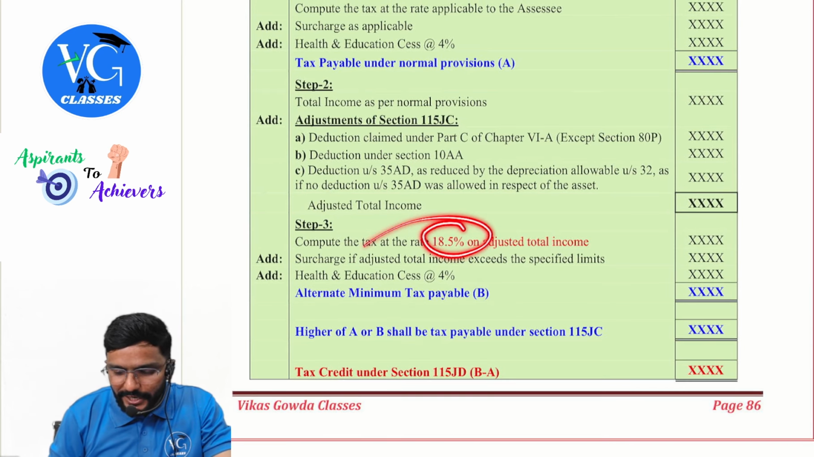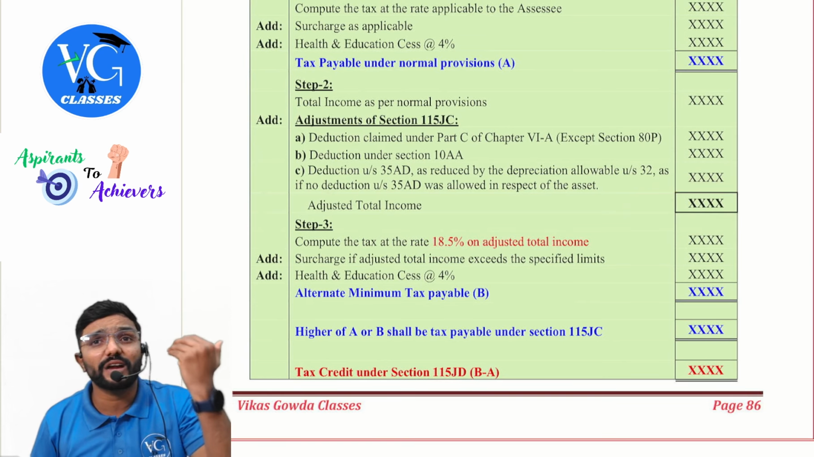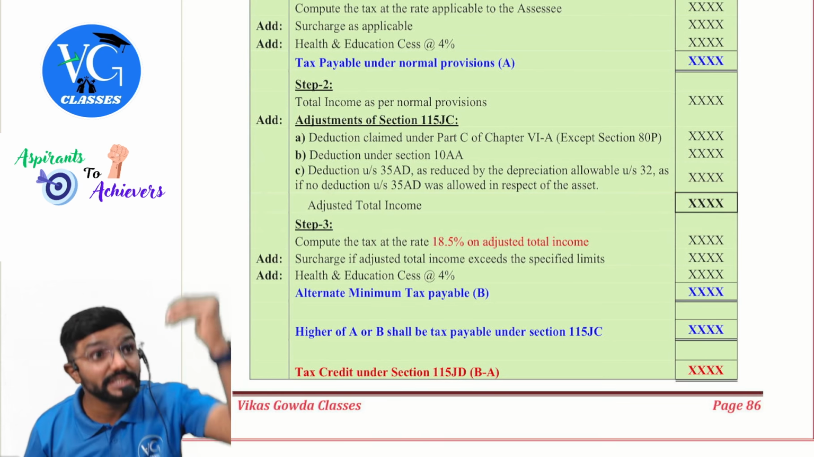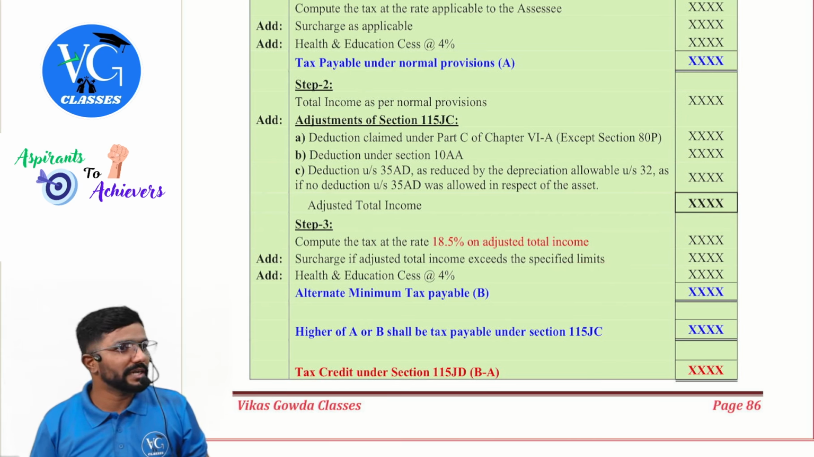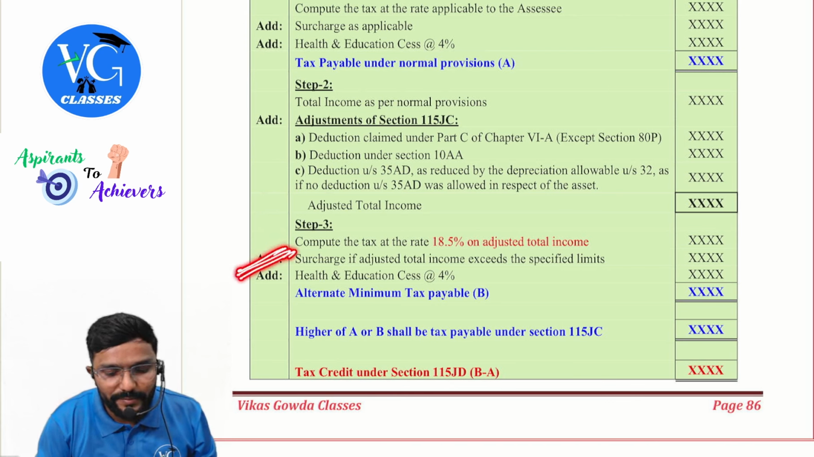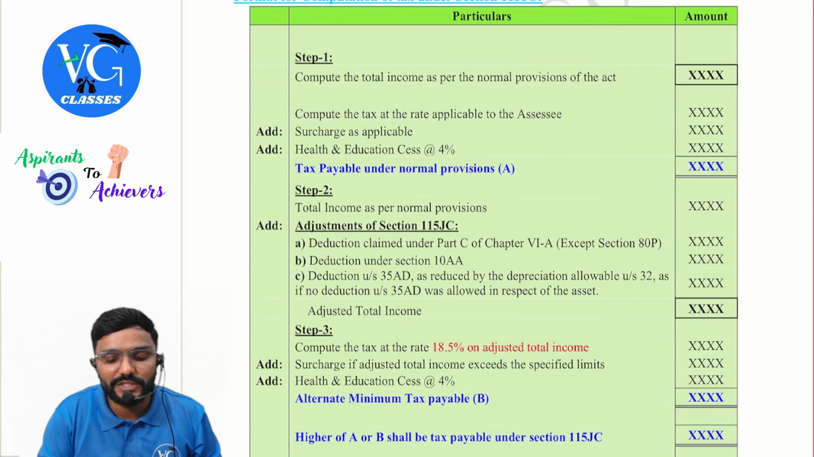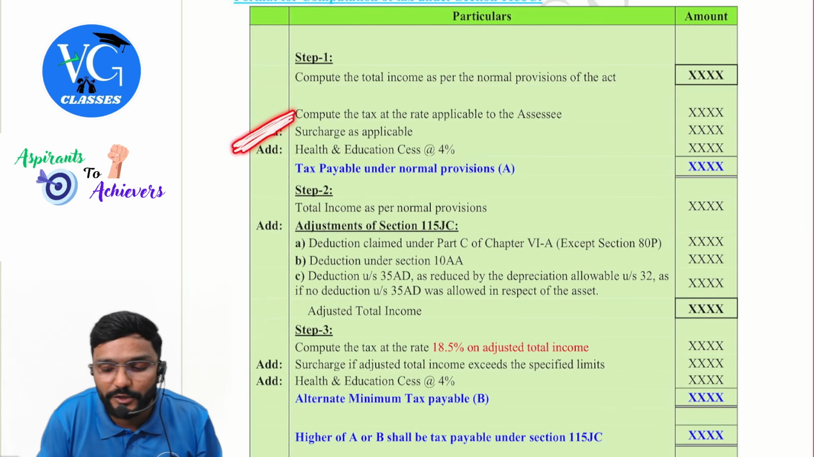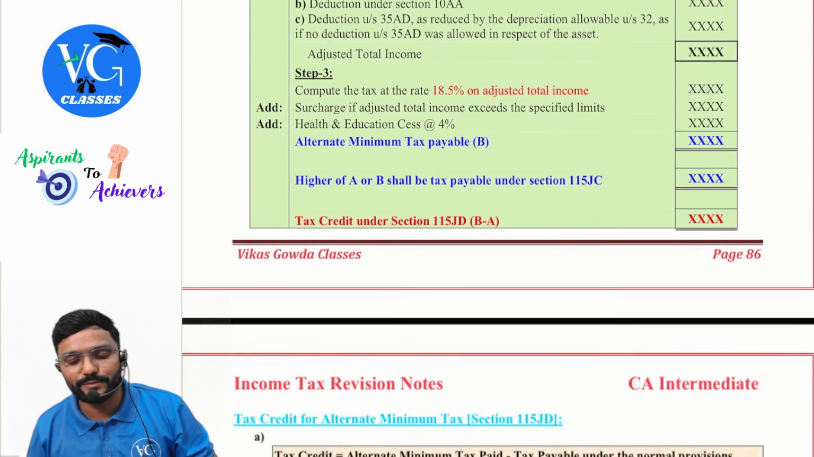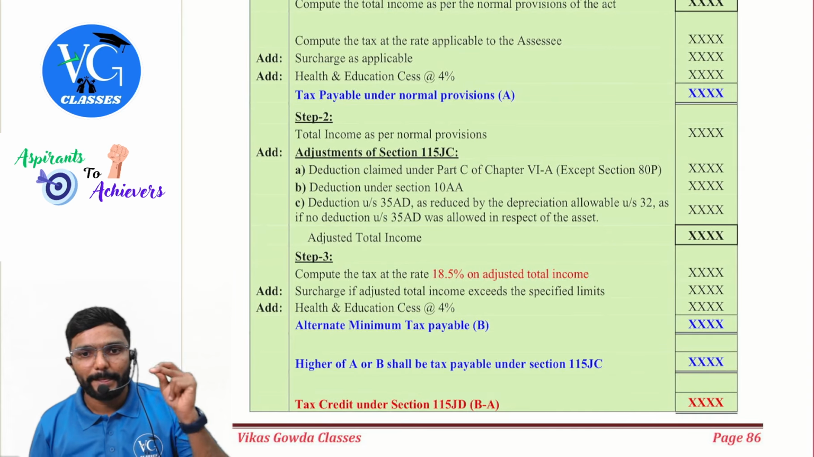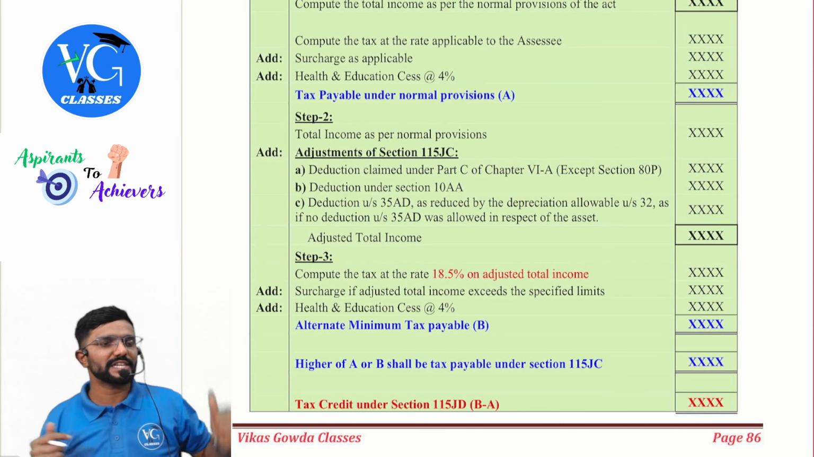Compute the tax at the rate of 18.5% on adjusted total income. Then, if adjusted total income is more than 50 lakh, 1 crore, 2 crore, whichever, adjusted is more than the specified limits, then add surcharge here. Guys, please be careful to check whether surcharge is applicable in this step. Which figure do we check? Adjusted total income. Whereas to check whether surcharge is applicable in the first step, which figure do we check? Total income figure, whether it is more than the specified limits. Okay. Next, health and education cess will always be there at 4%. That is on the tax plus surcharge.